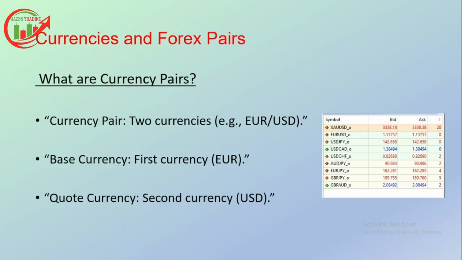So a currency pair, I explained that in the previous video I've done. So if you are just watching this, I will advise you go back to those videos to watch them and have a basic understanding of what we are doing. So a currency pair is the exchange rate between two currencies. Just that.